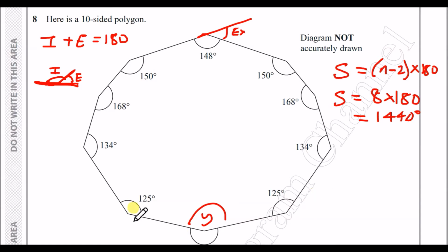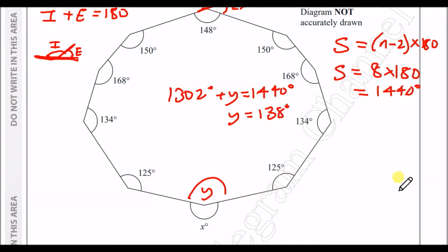I'm not going to lie, this is kind of long to add up, yeah? Because I haven't got the masking open. So let's add up these values quick time. So 125 plus 134 plus 168 plus 150, 148, 150 again, 168, 134, 125. Okay, so I just added up all these numbers, and I got 1,302 degrees. And now I'm going to add y to it as well, and that's supposed to equal 1,440 degrees. So if I solve for y, if I subtract 1,302 across, I should get 138 degrees. Now that's the interior angle, right?